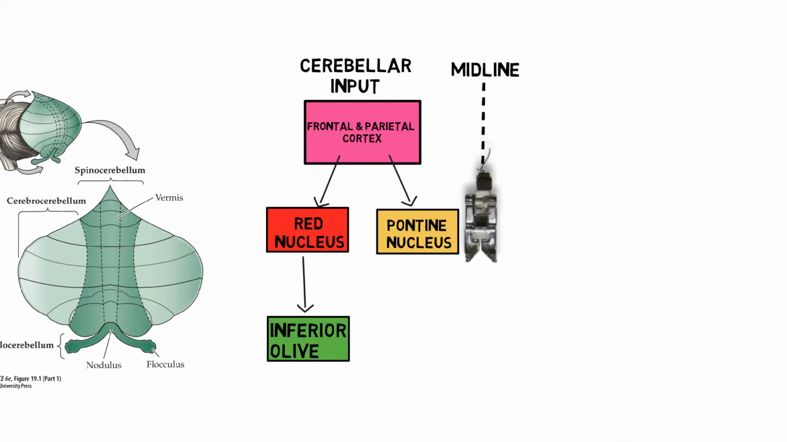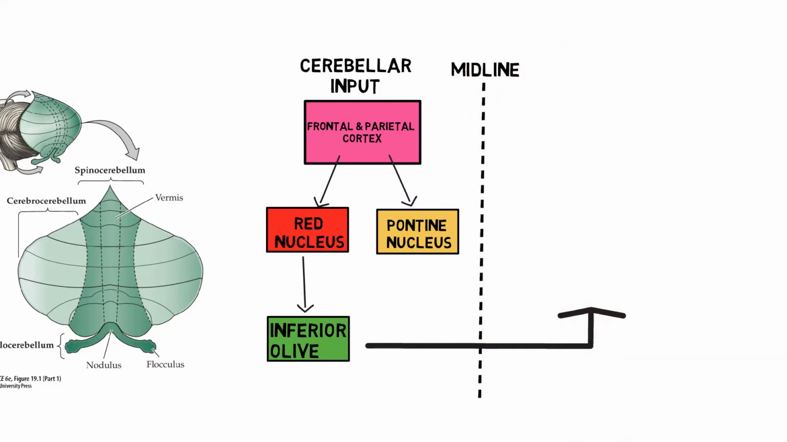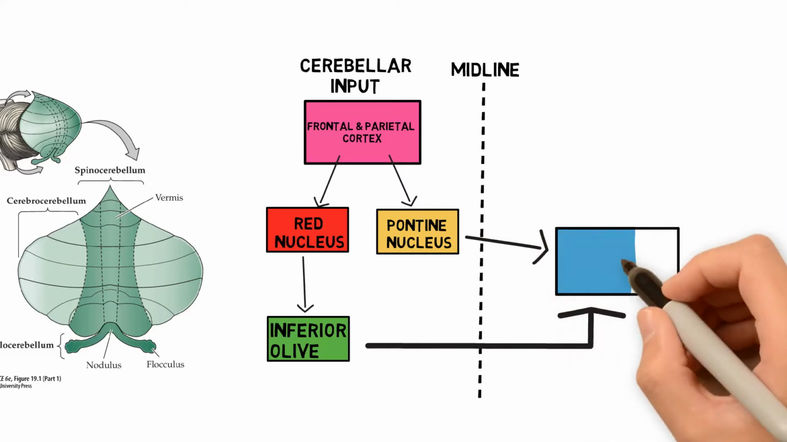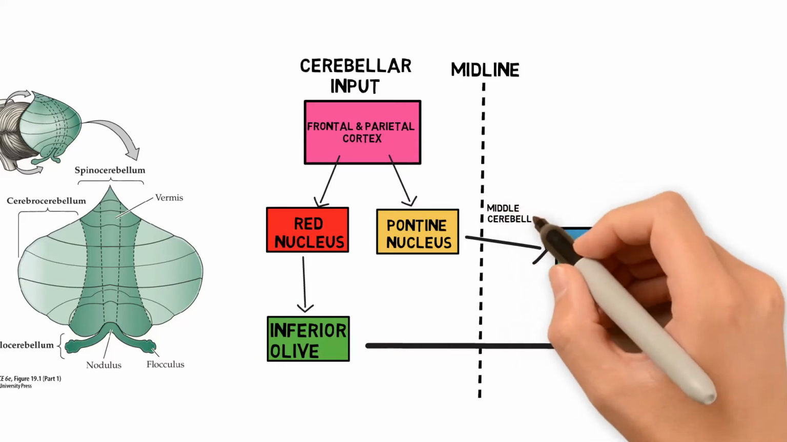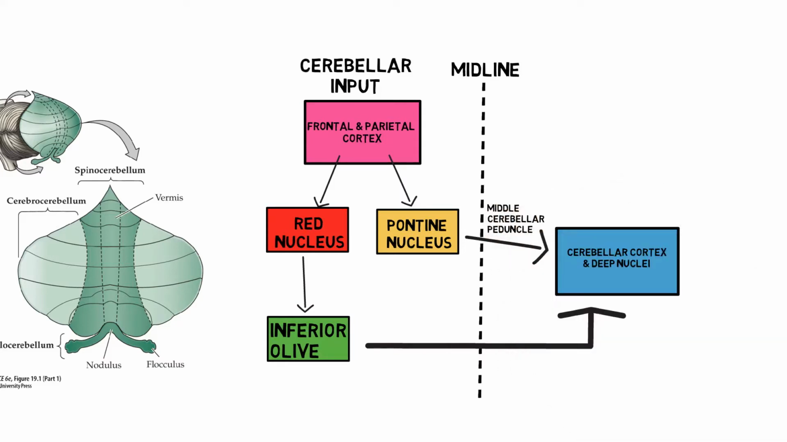Both the inferior olive and the pontine nuclei cross the midline and send their signals to the cerebellar cortex and deep nuclei. The pontine nuclei crosses over in the middle cerebellar peduncle, and the inferior olive crosses over in the inferior cerebellar peduncle. This is, in essence, a double crossing over. The right brain controls the left side of the body, but since the right brain crosses over to the left cerebellum, the cerebellum controls the left side of the body.